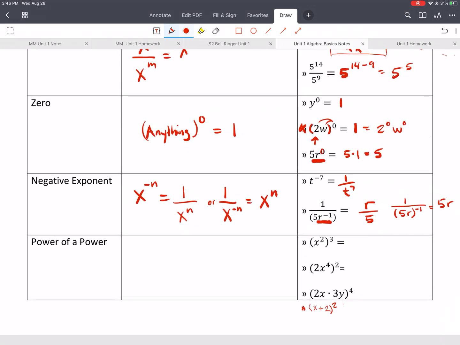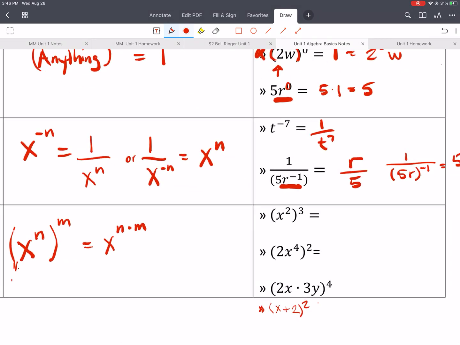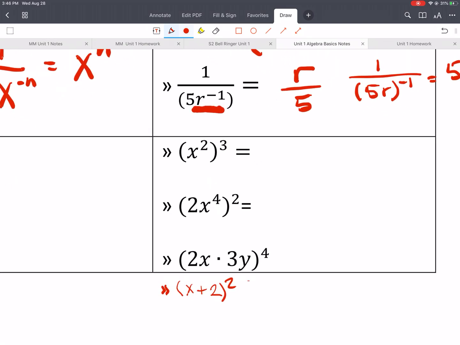Power of a power. So if we have some variable to a power, and then it's to another power, let's call it m, okay? That is the same thing as x to the n times m. So for example, let's kind of zoom into here. Sorry, it's being a little glitchy today. Okay, so here what we'd do is we would multiply those exponents. So we get x to the 6th.